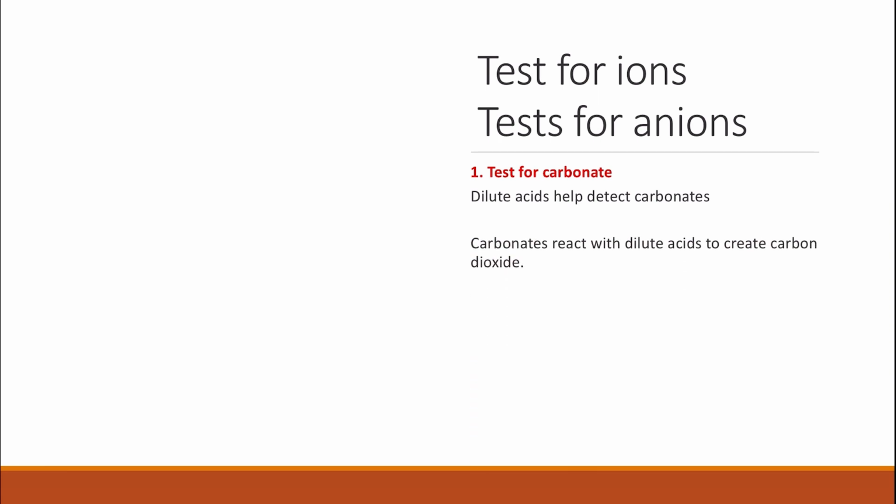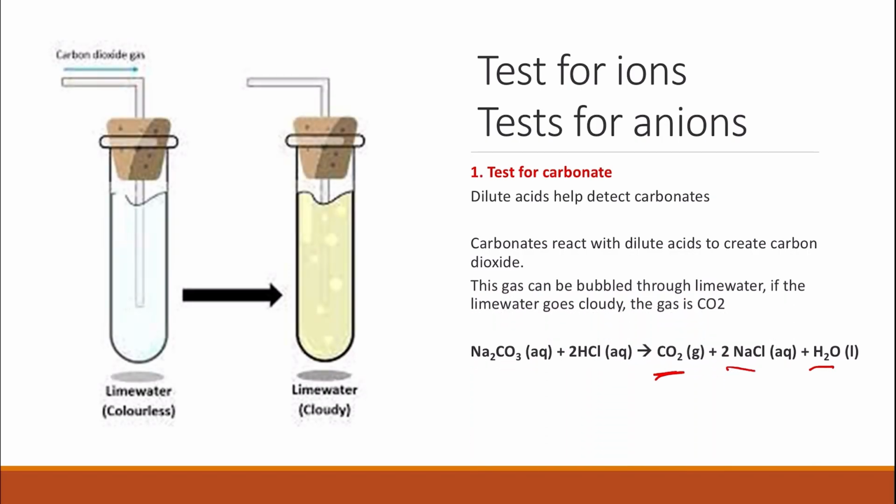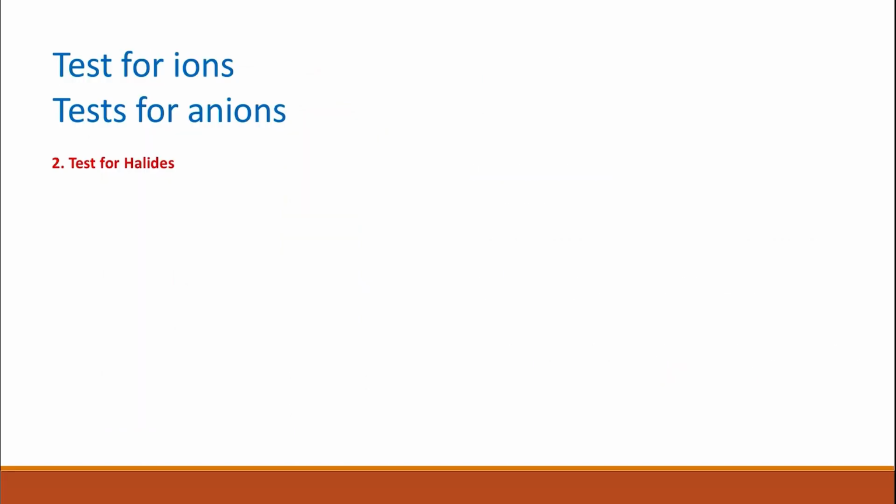So, dilute acid can detect the carbonate as they react with the carbonate to give carbon dioxide, because carbonates are bases, and they react with acid to give you salt, water, and carbon dioxide gas. Now you can test for the carbon dioxide gas as we tested for it before, where it can be bubbled through lime water, and if it's carbon dioxide, it will turn the lime water cloudy.